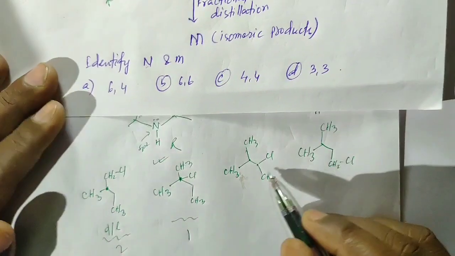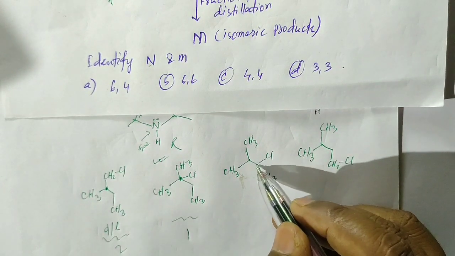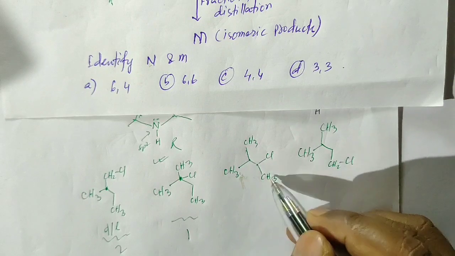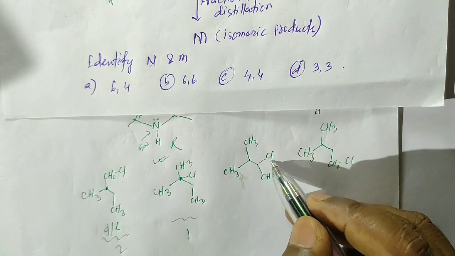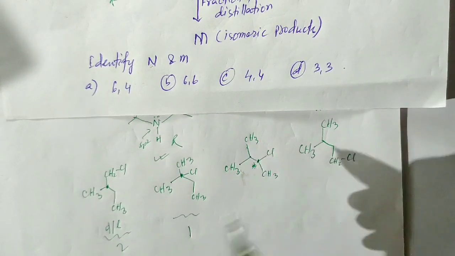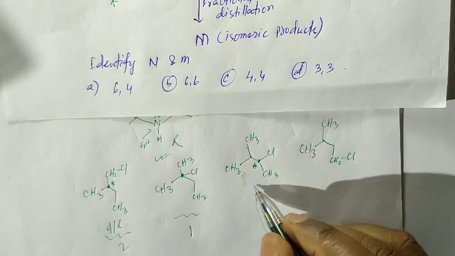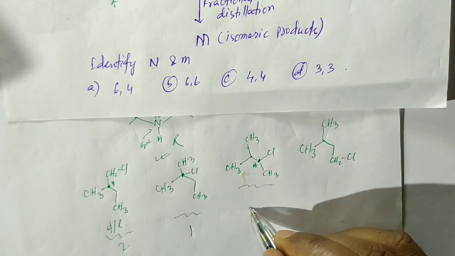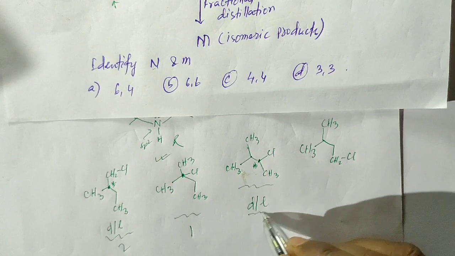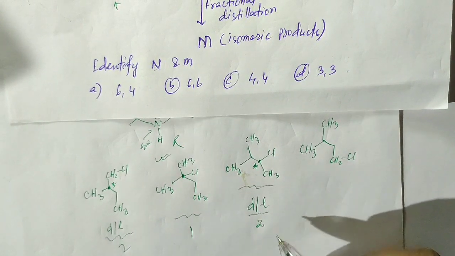Let us check the chirality of this carbon atom. There is one hydrogen atom on this carbon atom, so hydrogen, methyl, chlorine and isopropyl. This carbon atom is chiral. Here this was chiral. So this is chiral, so it will have its D and L forms. So from this compound, we'll get 2 isomeric haloalkanes.